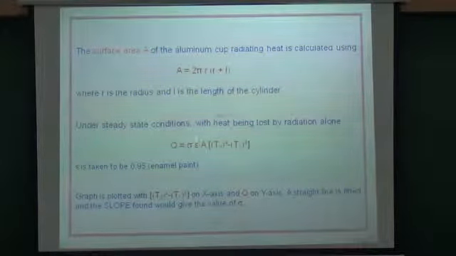What we do now, after we record the value of T2 through the DC differential amplifier for several currents, is plot a graph between Q and T2 to the power 4 minus T1 to the power 4, and read the slope of the curve. The slope of the straight line gives us the value of this constant. This is again the experimental procedure.